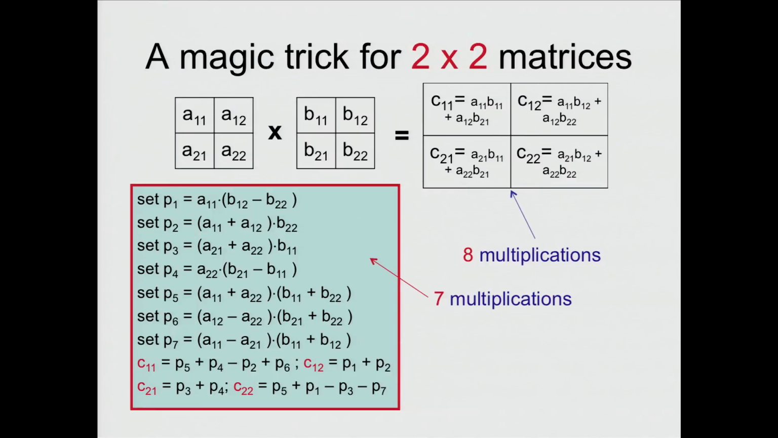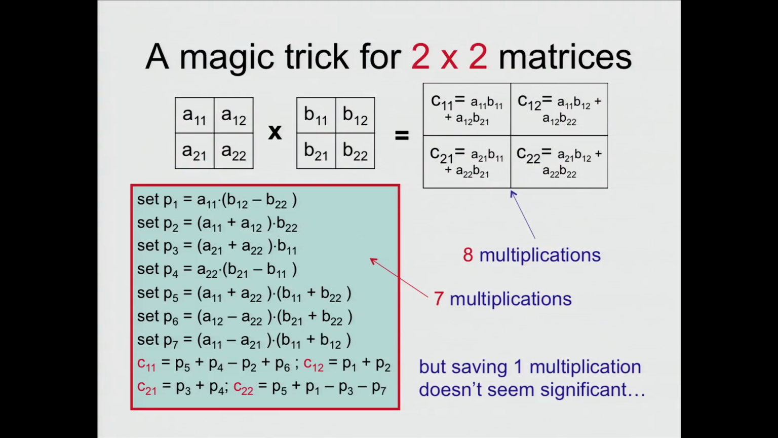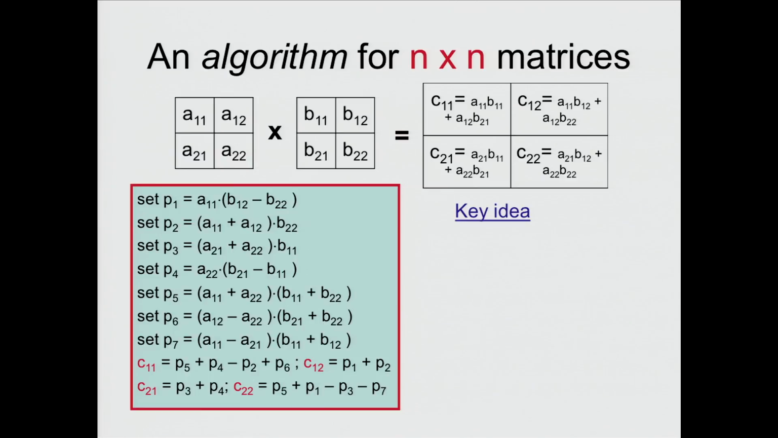There's 7 here, P1 through P7. Now, some of you are looking at me like I must be crazy. Saving 1 multiplication doesn't seem significant. But the key idea is then to use this on giant matrices. So if I have an n by n matrix, that's huge.